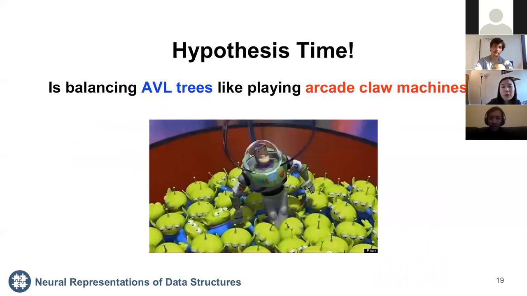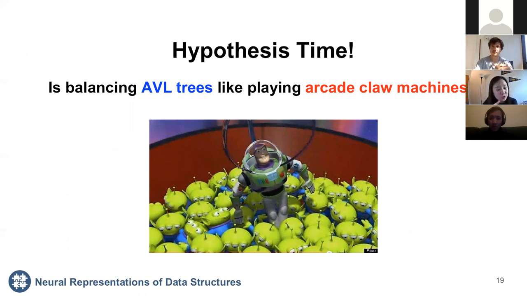So before going into details of the first study, right now I'm going to ask for a favor from all the audience here. I am inviting everyone now to make a hypothesis together. Have you ever played an arcade claw machine before? Just like the one in the movie Toy Story, if you ever watched it. You have to move the claw to grab the Buzz Lightyear out of these, you know, green things.